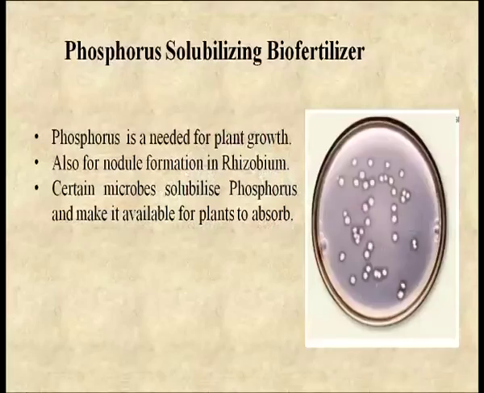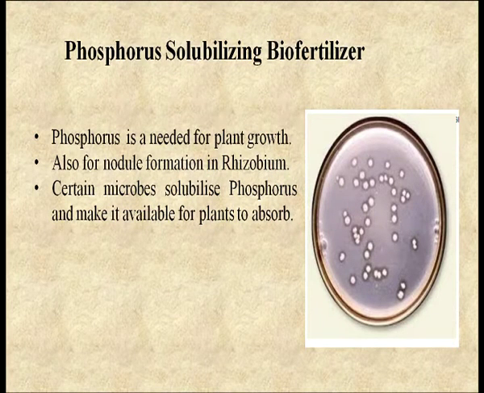Phosphorus is needed for plant growth, also for nodule formation in rhizobium. Certain microbes solubilize phosphorus and make it available for plants to absorb.